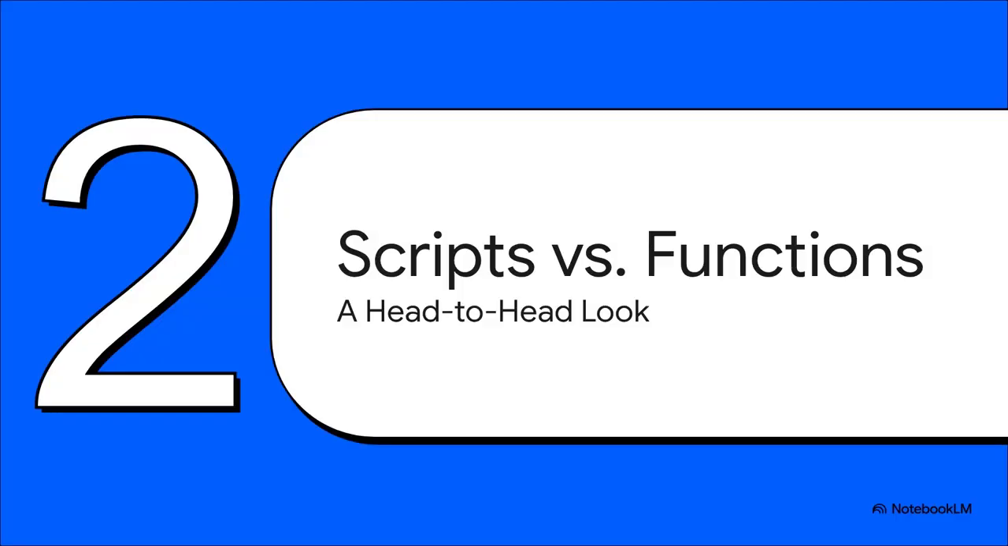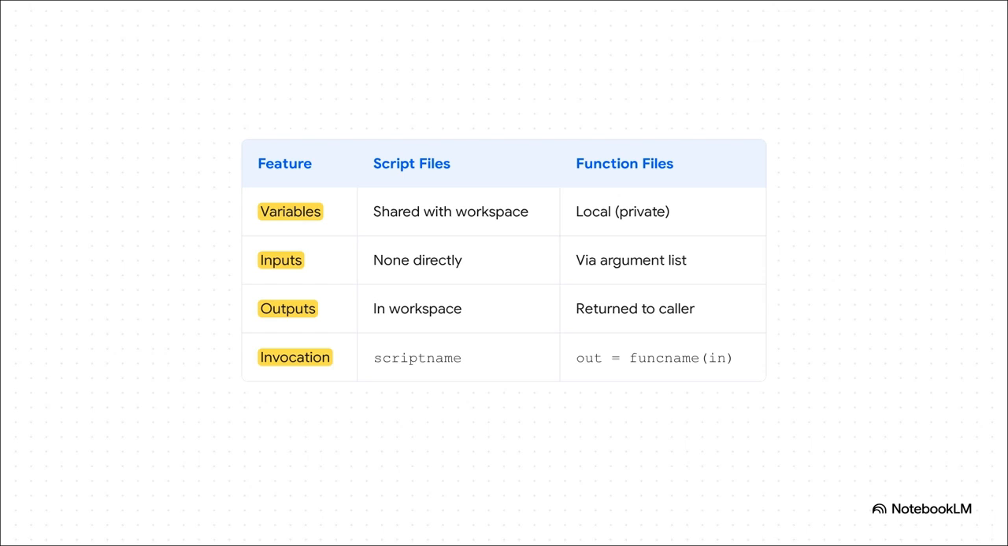All right, so let's break it down. We're going to put these two head-to-head, we'll look at what makes each one tick, and more importantly, when you should use one instead of the other. Okay, this slide right here really gets to the core of it. A script? It's pretty straightforward. It just runs a bunch of commands, and it shares everything, all of its variables, with your main workspace. A function, on the other hand, is more like a self-contained professional-grade tool. You give it specific inputs, it gives you back specific outputs, and, this is the most important part, it keeps all of its internal work private.